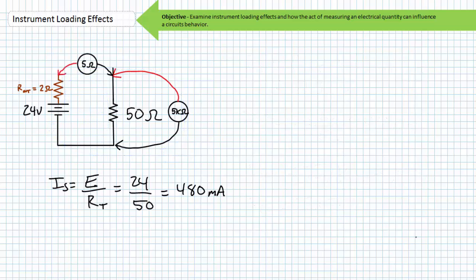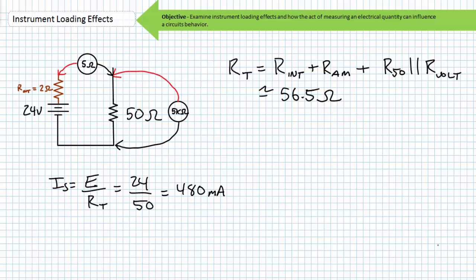An ammeter employed in the following location makes this once seemingly simple problem yet another series parallel permutation. The source experiences a total resistance of the parallel combination of the original 50 ohm resistor and the 5 kiloohm voltmeter in series with a 5 ohm resistor of the ammeter in series with the 2 ohms of internal resistance, for a total resistance of approximately 56.5 ohms.